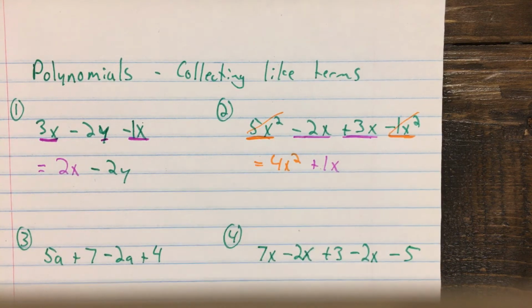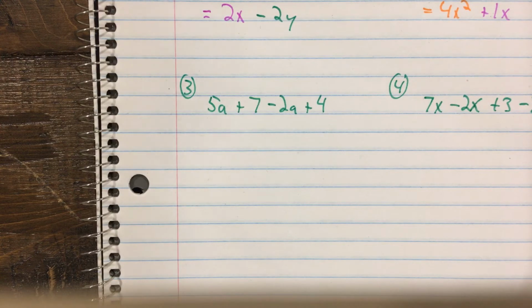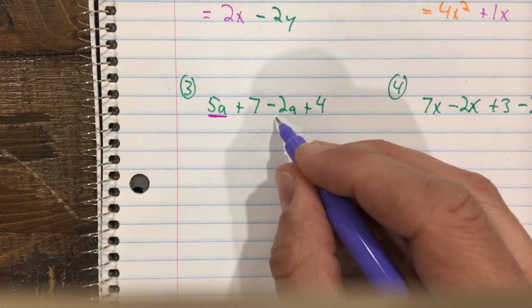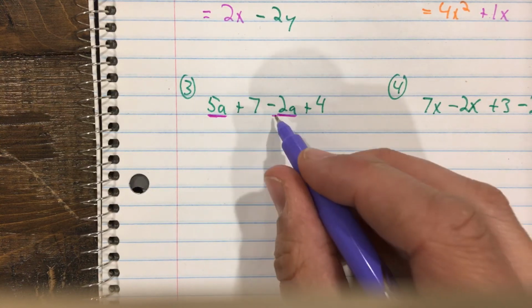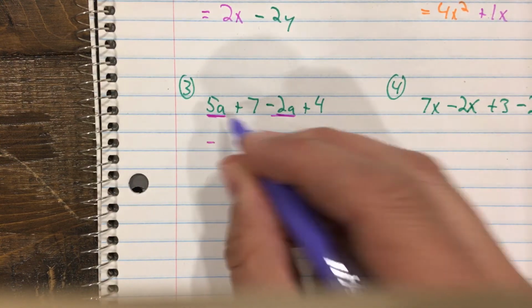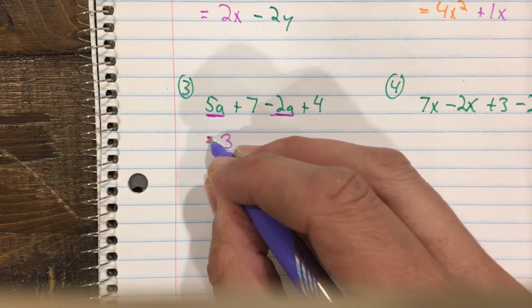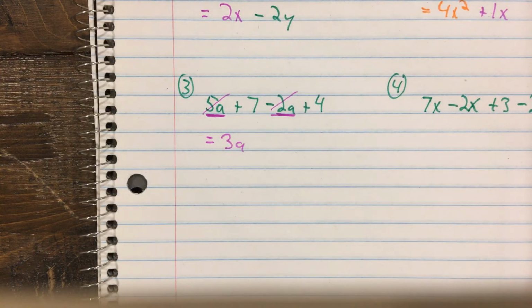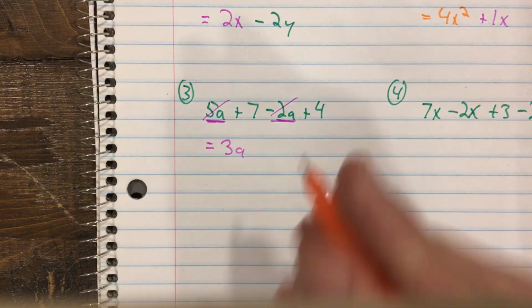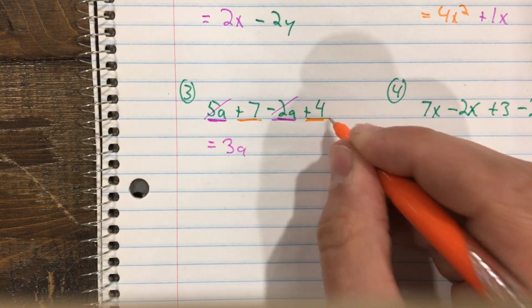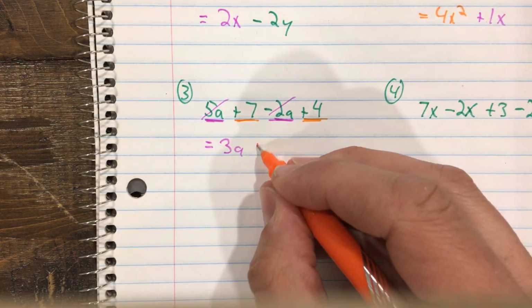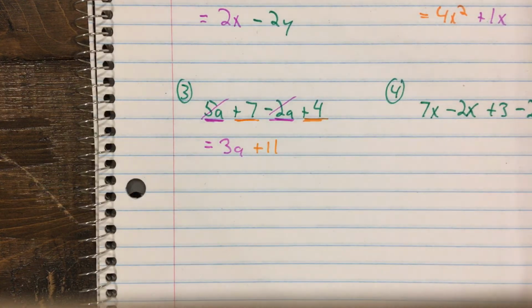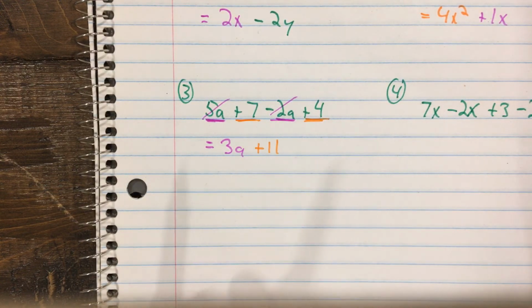They're very different terms. Whole numbers are the same thing. Whole numbers are different than variable terms. So if you have whole numbers, make sure you keep them separate. Again, find your like terms. 5a, negative 2a. 5 minus 2. 5a minus 2a, 3a. I've used those up. They're done. Now I have a positive 7 and a positive 4. 7 plus 4 is just positive 11. Okay? Again, final answer. No need to combine those.